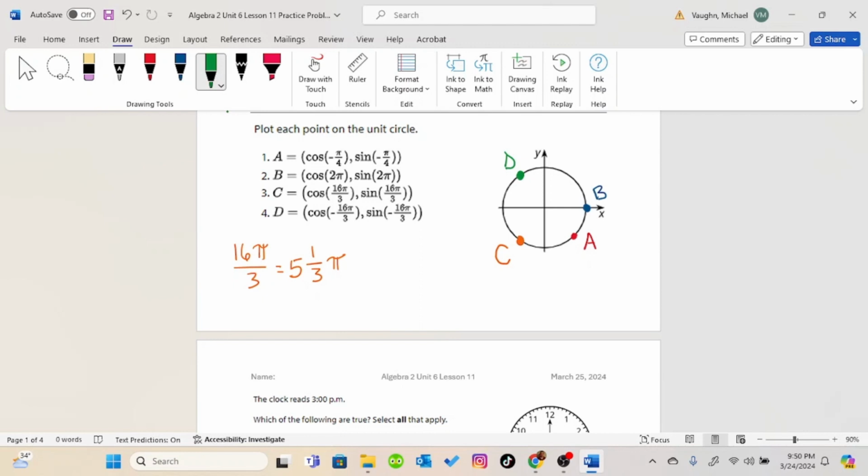So the negative tells you you're rotating clockwise. The positive tells you you're rotating counterclockwise. Pi is a half circle. 2 pi is a full circle. And then you can divide it into the fractions from there. If you have any questions about how I solved this practice problem, please use class time to ask for further clarification.